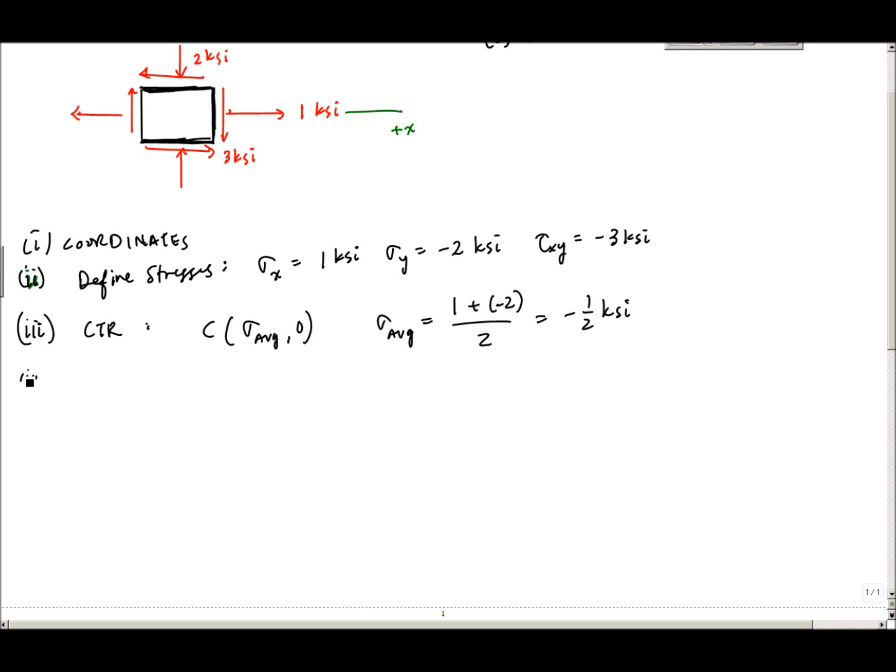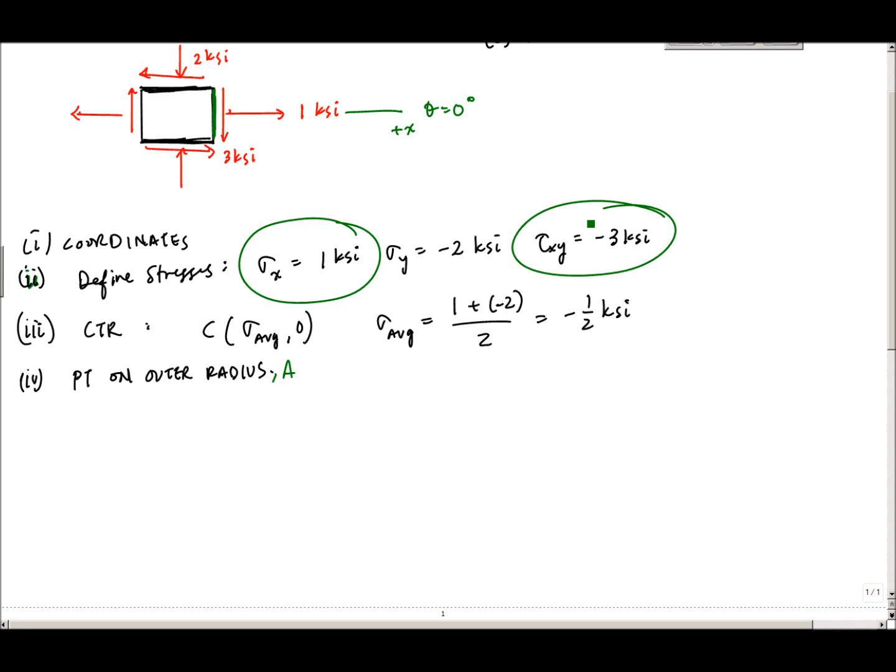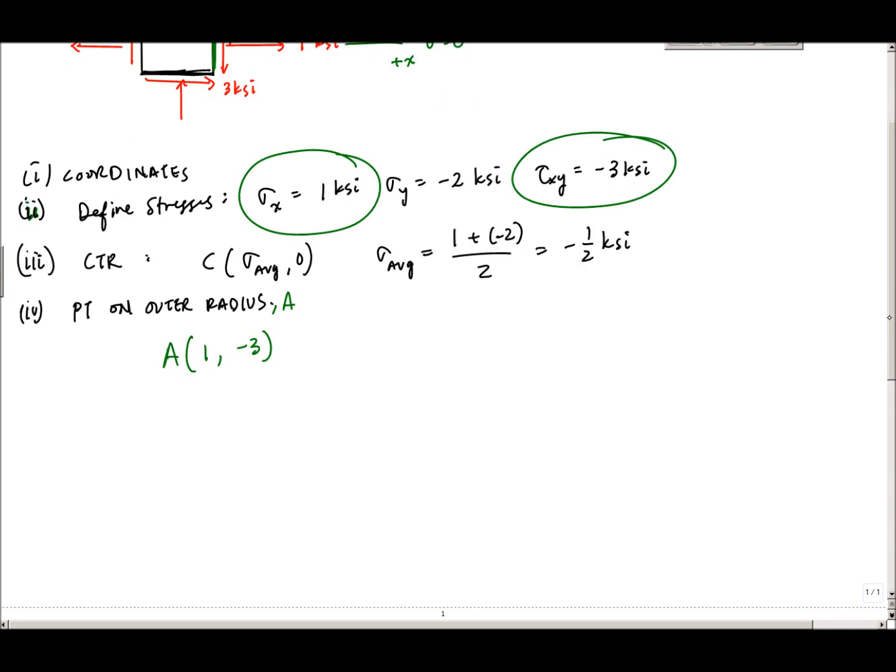The next thing you need is a point on the outer radius, okay? That point on the outer radius represents this face right here. It represents that face right there, the x face, the plus x face, or theta equals 0 degrees. So this point on the outer radius we'll call point A, and A is just sigma x, tau xy. So point A is 1 comma minus 3. And now we're ready to draw those points on a coordinate system.